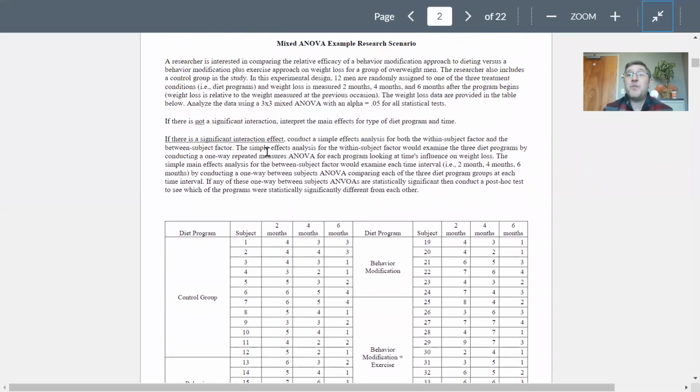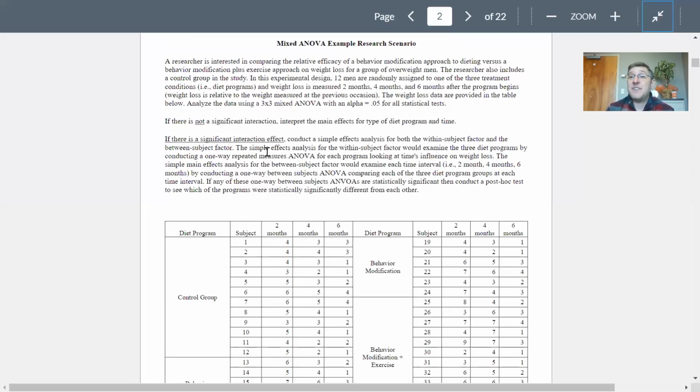So the steps to perform this analysis are going to follow pretty closely to what we did with the factorial ANOVA. The first thing we'll do is look at the interaction effect, look at the significance level of the interaction effect. If the interaction effect is not significant, then we're going to interpret the main effects for our between subject and within subject variable. And for that, you could just follow the same guidelines as in a one-way ANOVA for the between subjects variable and for the repeated analysis for the within subjects variable.